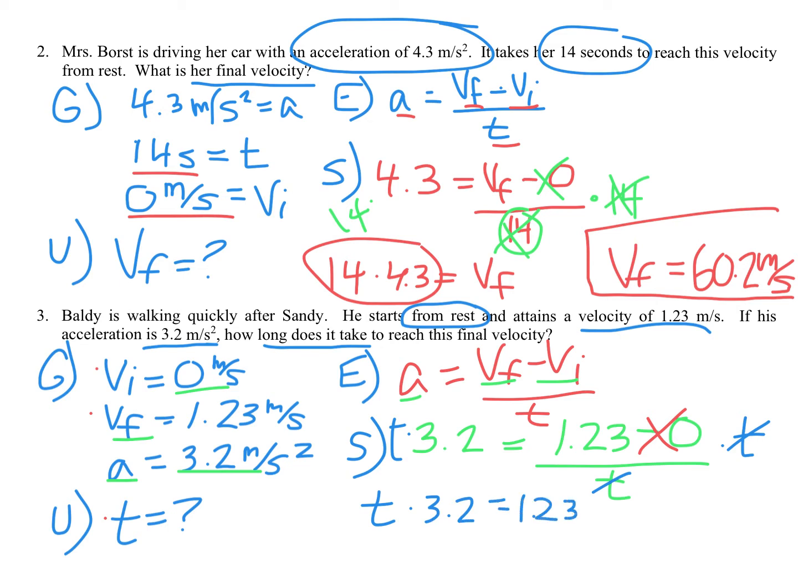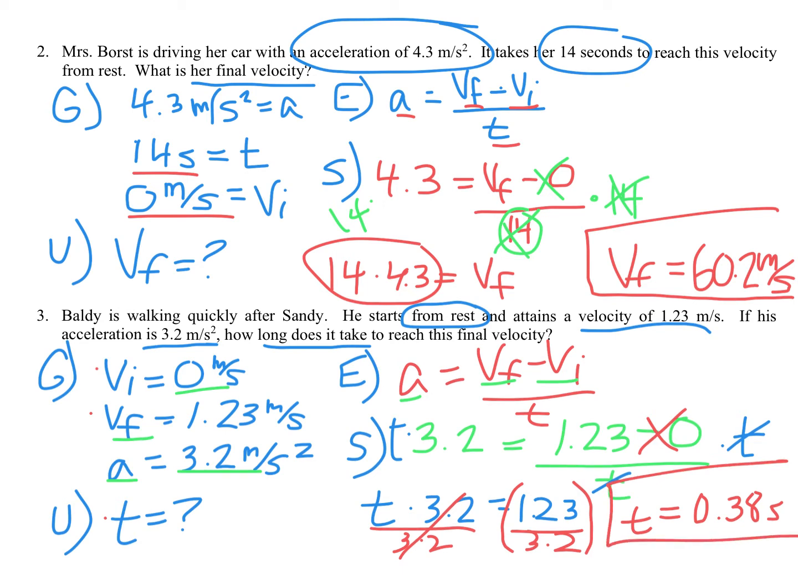Now that I have T, I'm going to get it alone by dividing by 3.2 on both sides. 3.2 cancels out, so that's going to be T equals 1.23 divided by 3.2, and I end up getting 0.38 seconds for my answer. There you go. Rocking the equation, feeling good.